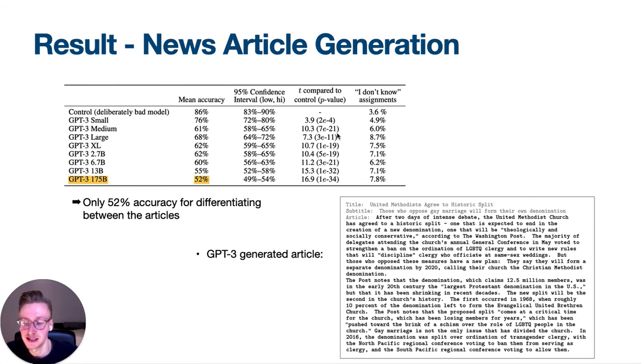And the last evaluation that I want to talk about is news article generation. So they tested something with humans. So if they could differentiate GPT-3 generated articles from real articles, and for the largest model, the 175 billion GPT-3 model, the humans could only differentiate GPT-3 generated articles from real articles with an accuracy of 52%, which is crazy because it's only slightly better than if you would just guess, which would be 50%.